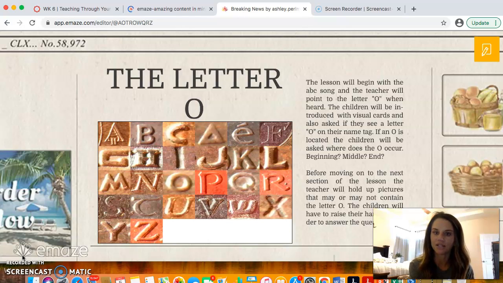Before moving on to the next section of the lesson, the teacher will also hold up pictures that may or may not contain the letter O. The children will have to raise their hands in order to answer the question yes or no.